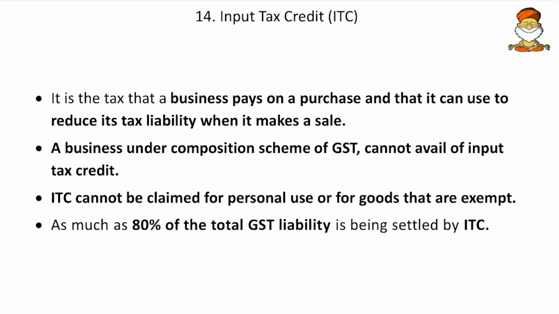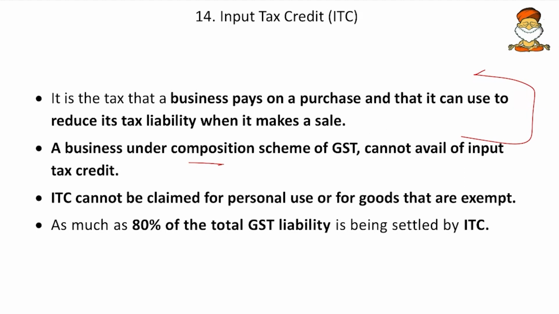Then input tax credit. Here it is the tax that a business pays on a purchase and that it can use to reduce its tax liability when it makes a sale. These complicated definitions are not important. Input tax credit means the tax you pay whenever you purchase the inputs, so that you can claim it back whenever you sell that product. For example, for making one pant, you are purchasing some cotton, and for that cotton, you are paying some taxes. Whenever you sell that jeans, you will reclaim the credit of the tax amount which you have paid for purchasing the fibers or the cotton.